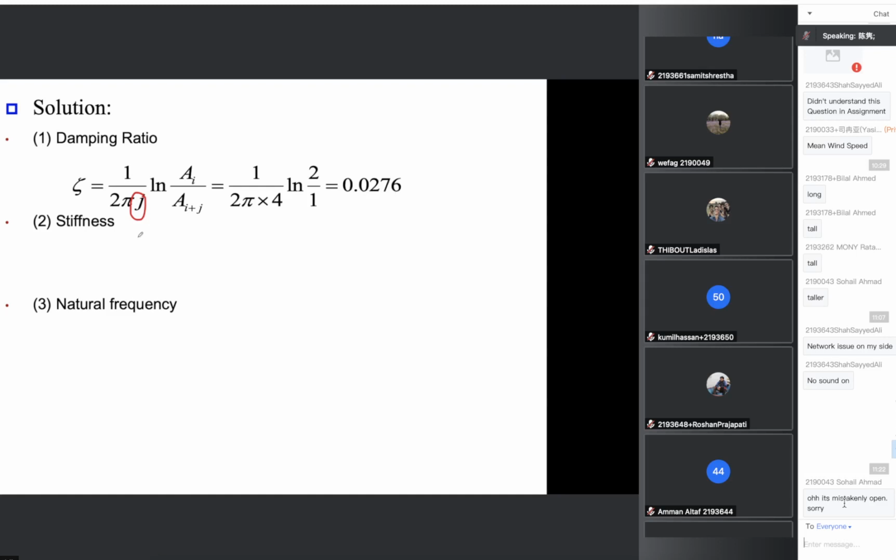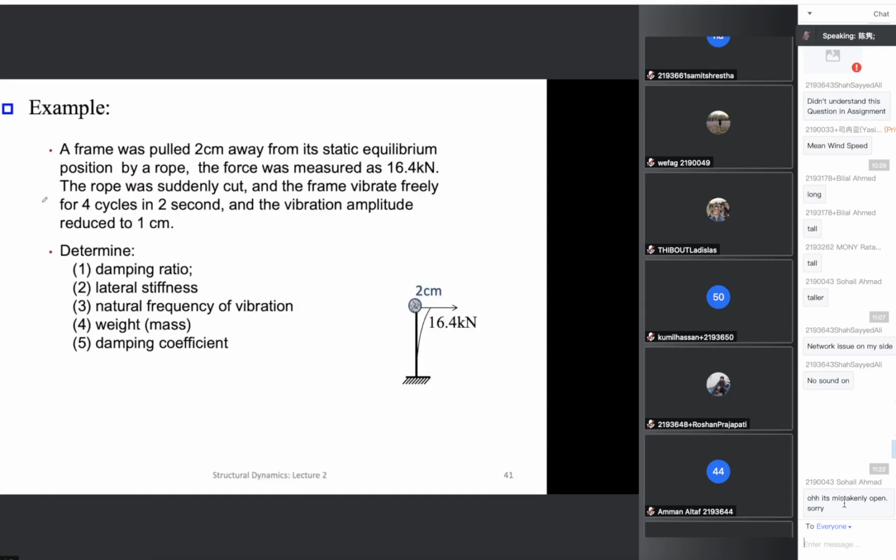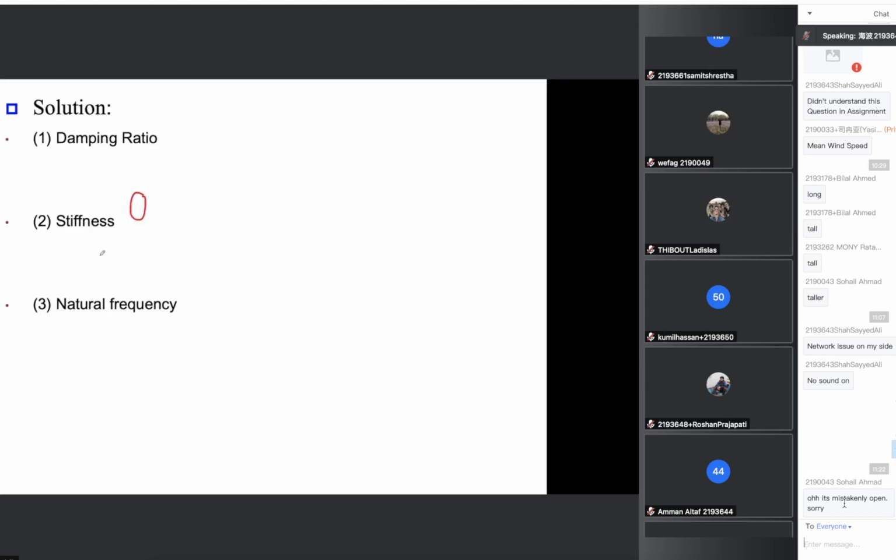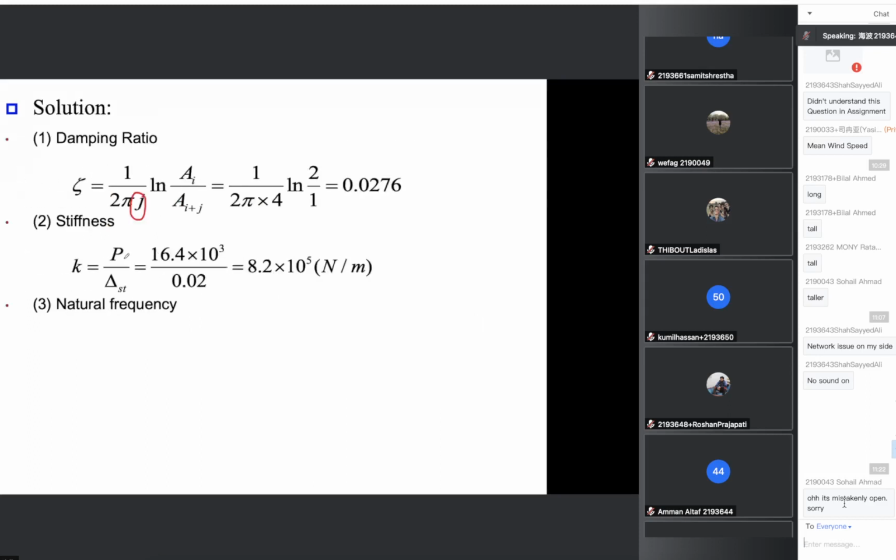So how about the stiffness? How do we determine the stiffness of the frame, the structure? What is the stiffness? Deflection. We have the force and the static equilibrium. It's very simple, I think, for you. This is the force we use to pull the structure away, and this is the static deformation. So this case should be this force divided by this static deformation. So this is the stiffness, the lateral stiffness of the structure.